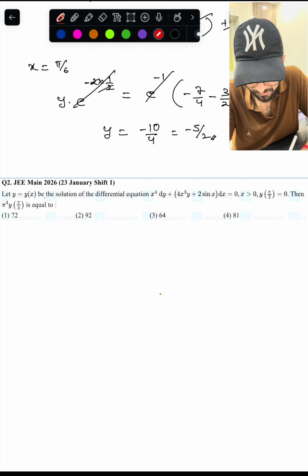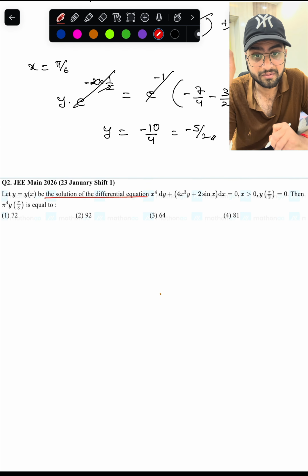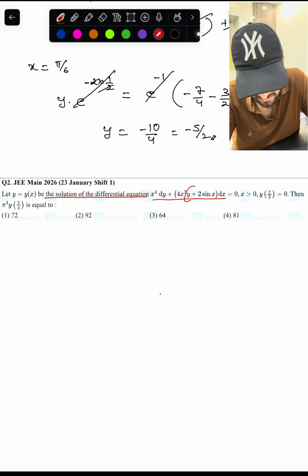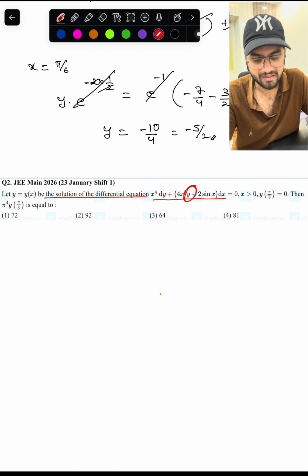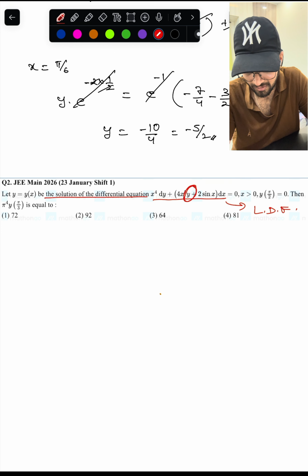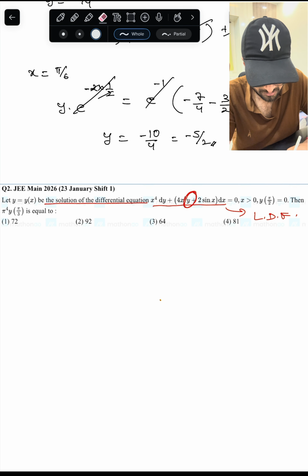Again, y equals y of x is a solution of the differential equation that is given: x power 4 dy and something is given. Guys, again see here, we can spot our y, right? So definitely it could be a linear differential equation, right? So let's solve in that direction.